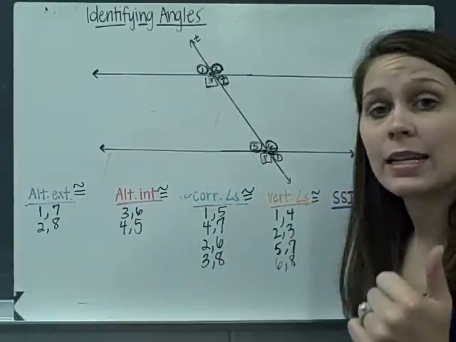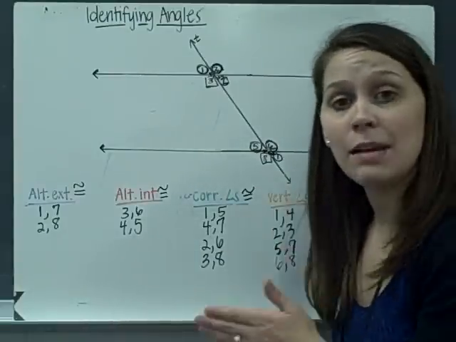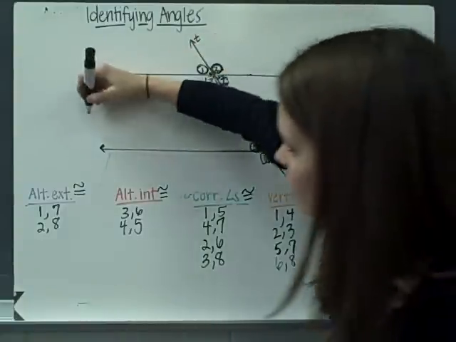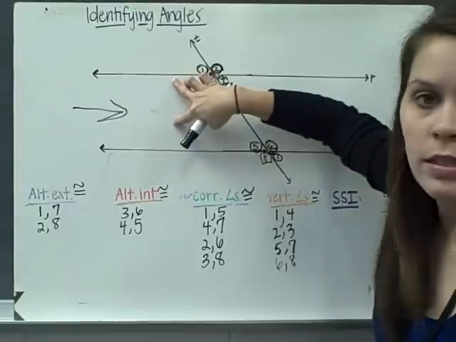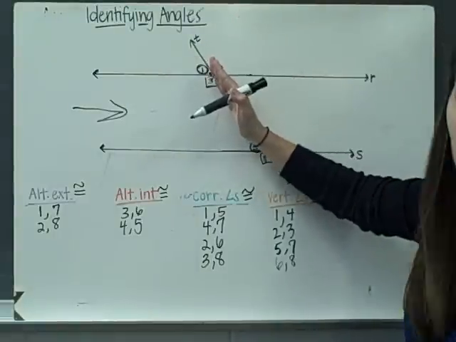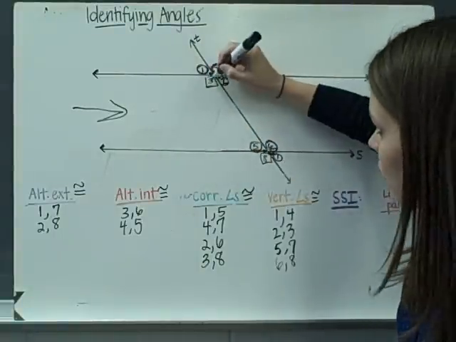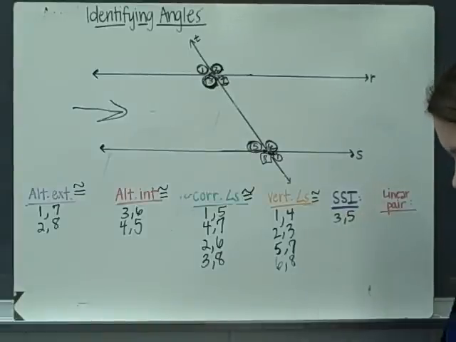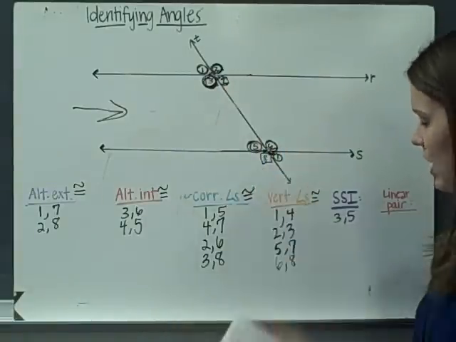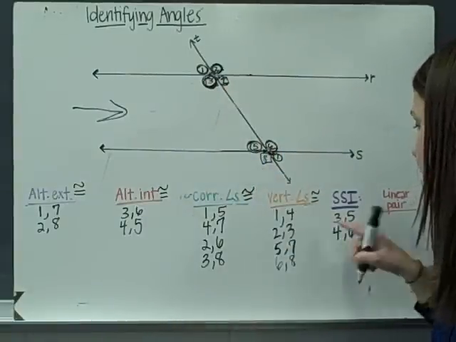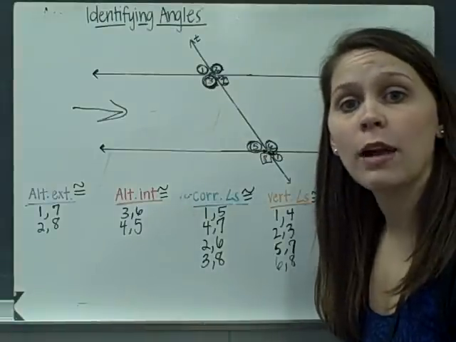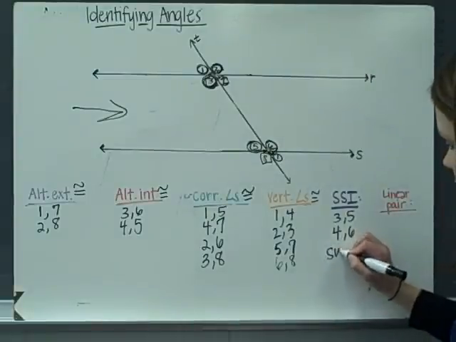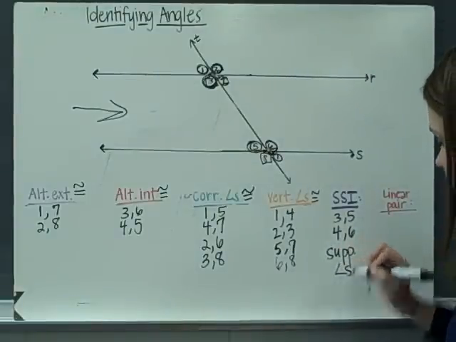So now we're looking at same side interior, so that means they're on the same side of that transversal. And so when we look at those, interior means in between these two lines. And then on the same side of your transversal, the line that's cutting through, that would be 3 and 5. And then on the other side, you have 4 and 6. And these angles are not congruent, they are supplementary. So that means they add up to 180 degrees. So these are supplementary angles.